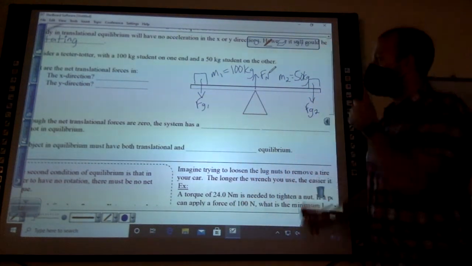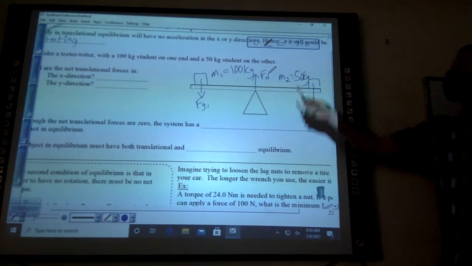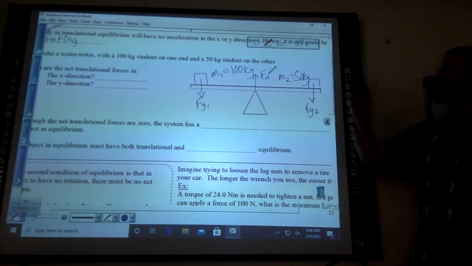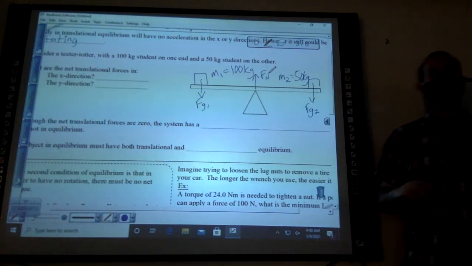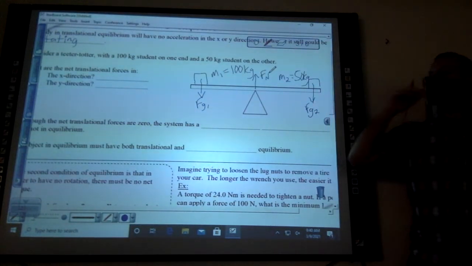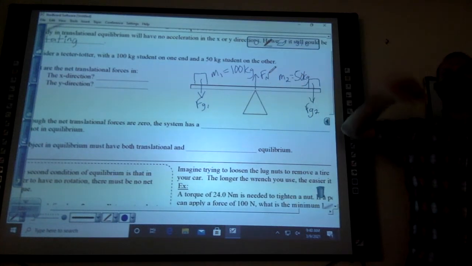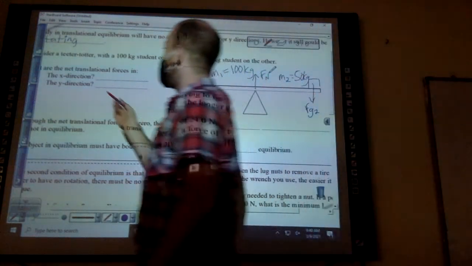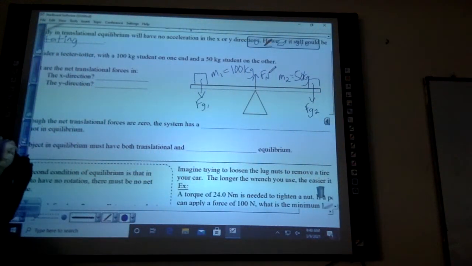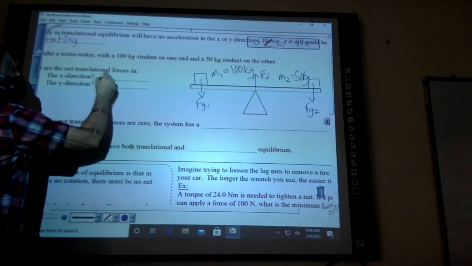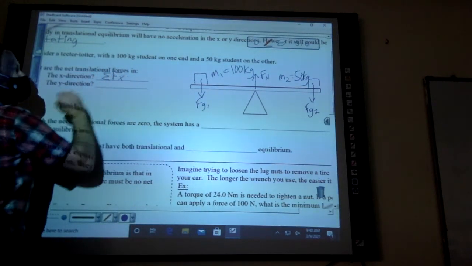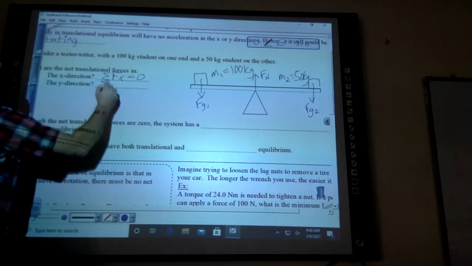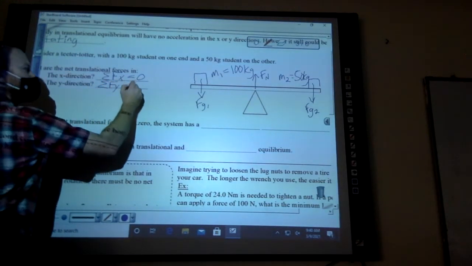All right, so because in this system, have you ever seen a seesaw fly into the air? Nope. Have you ever seen it fall into the ground? Have you seen it shift left or right? So what does that tell me about the x and y forces? They're in equilibrium. So the net translational forces in the x direction, so we would say the sum of the forces in the x direction equals 0. Same thing, sum of the forces in the y direction equals 0.